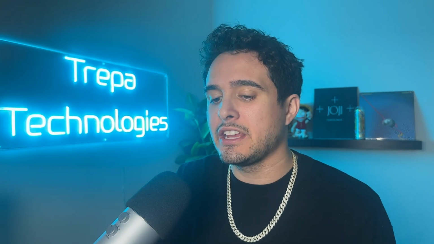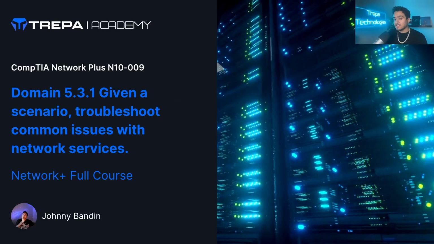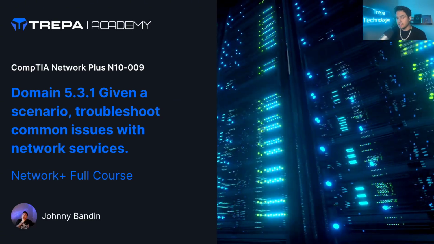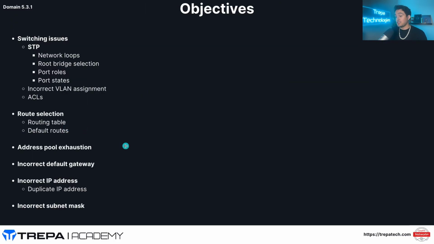Let's go ahead and jump right into it. So again, we're going over domain 5.3, which is going to be given a scenario, troubleshoot common issues of network services. And what do we mean by network services is that layer 2, layer 3. That's what we're going to troubleshoot today.